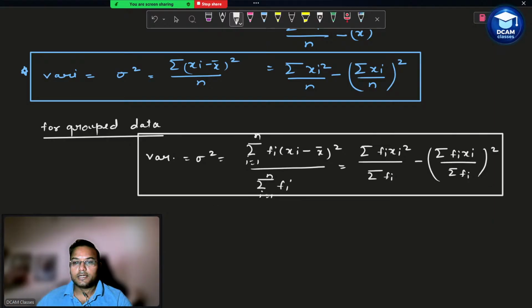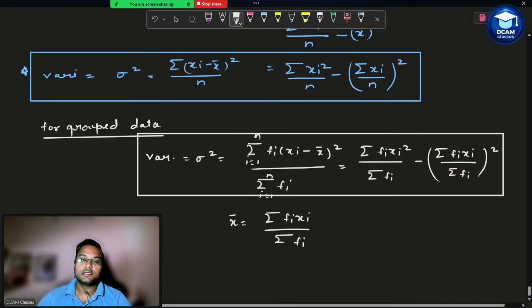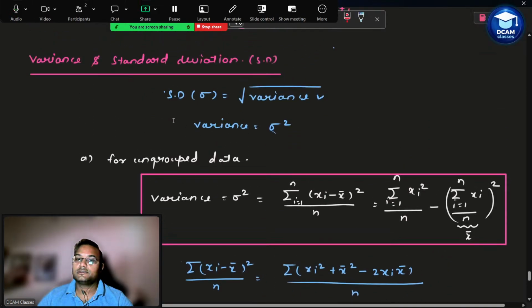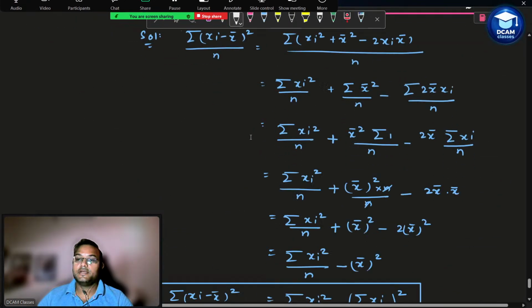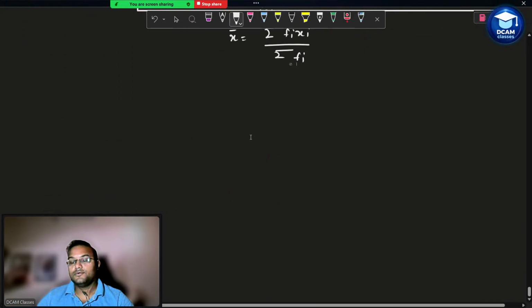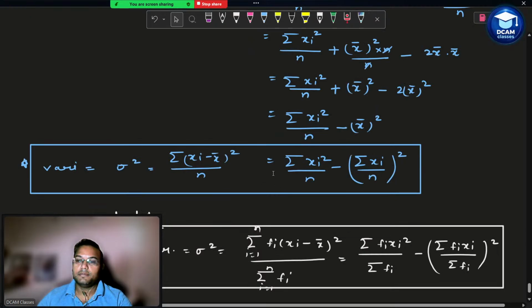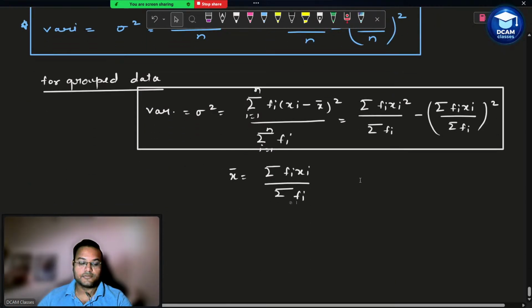Questions on this I'll tell you in the next class. And x bar is sigma fi xi divided by sigma fi. Questions and all on this we'll do in the next class, but the important part on which the questions are asked is variance and standard deviation. After this I'll give you some data to solve, and then we'll start doing some good JEE level problems on this, because this is mixed with the mean and standard deviation, and then they will put up the question for you.